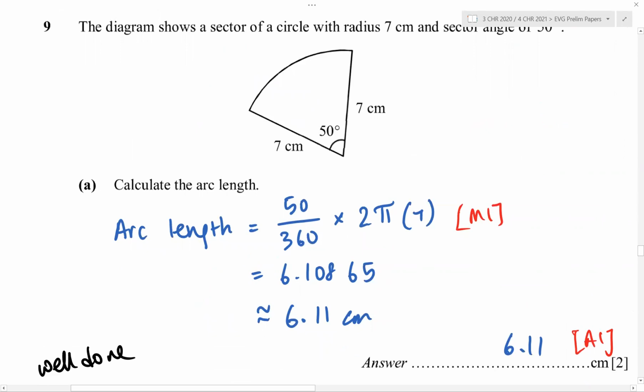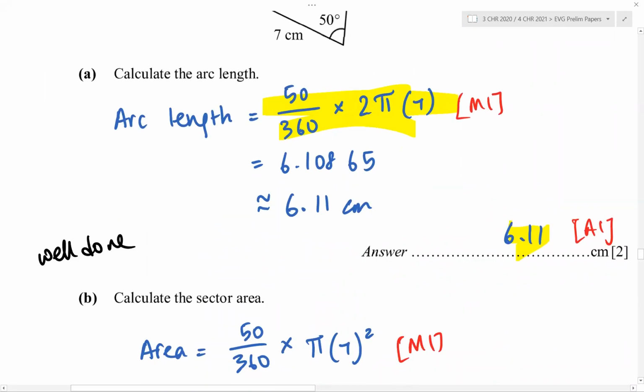Okay, question 9A, arc length. The arc length formula: 50/60 times 2 pi r, where the value of r is 7. 1 mark. Final answer, 1 mark, 6.11. This was well done. So if you can do part A, logically you can do part B.